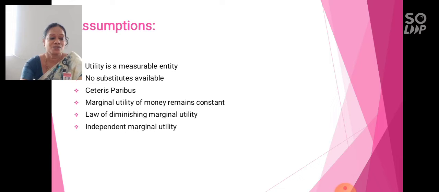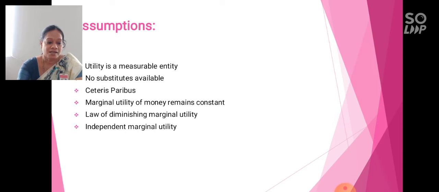So the next assumption is ceteris paribus. In this, it assumes that income, taste and fashion of the people remain constant. And the next one is constant marginal utility of money. So in this, the quantum of money stock with the consumer does not affect the marginal utility of money to him.